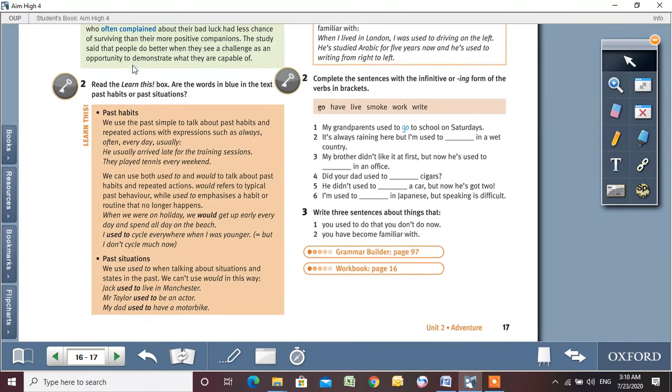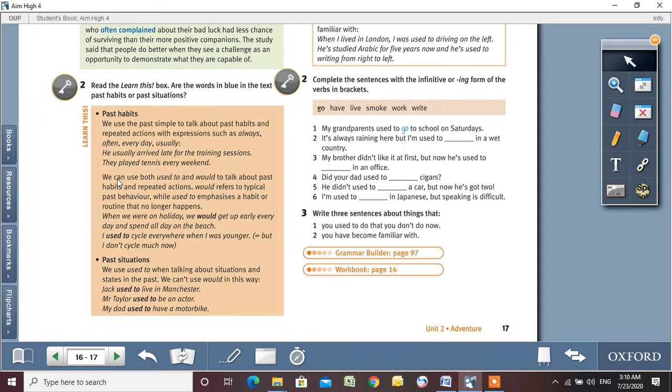For exercise 2, read the learn this box. Are the words in blue in the text past habits or past situations? Now, this first paragraph is cancelled. So only the first paragraph is cancelled, but the rest we have to study.